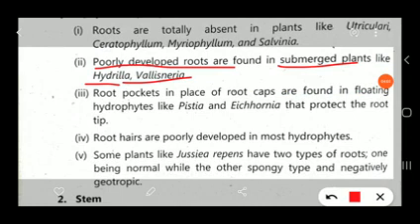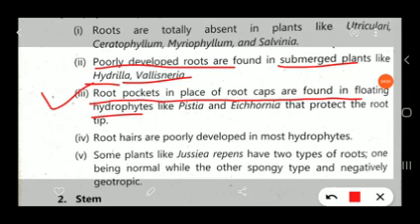Then root pockets. Instead of root caps, whose function is the protection of the apical part of the roots, root pockets in place of root caps are found in floating hydrophytes. For floating, some packed air is required, just as you use a tire tube for swimming. Likewise, root pockets instead of root caps are found in the floating hydrophytes.